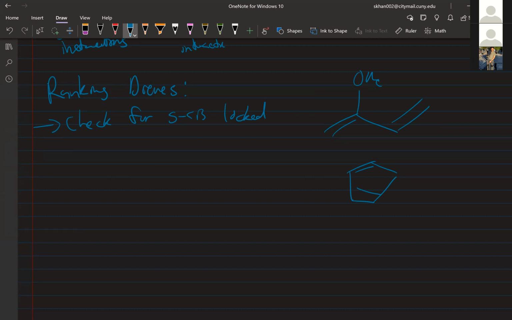The reality is, this is why a lot of people don't really like showing, at least in the Clayden book, Clayden doesn't like showing 1,3-butadiene because it's more of a molecule that exists on paper, right? And no one really does reactions with it because it's hard to work with, right? So S-cis is always prioritized if it's locked.